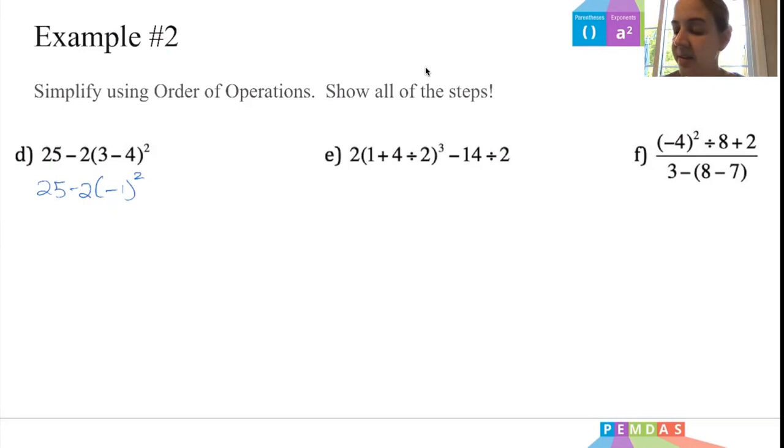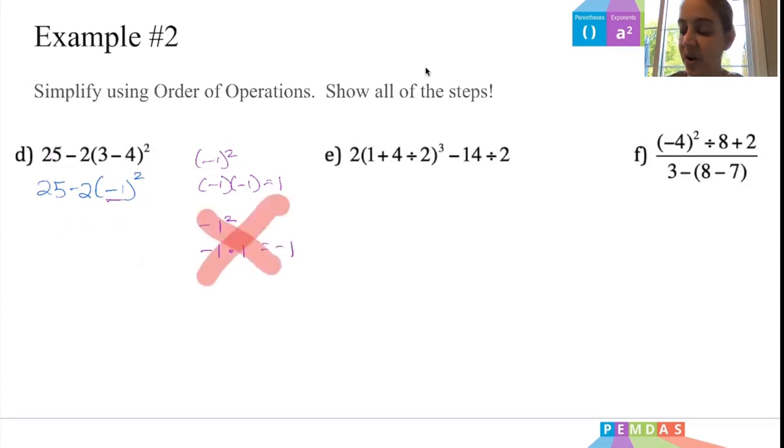But sometimes not everything knows what to do with a negative 1 squared. You have to use parentheses. It really means negative 1 times negative 1, which is a positive 1. If you put it in your calculator as negative 1 squared, it will see it as negative 1 times 1 times 1 and tell you negative 1, which is not correct. So don't do this one. That's a no. Do the first one.